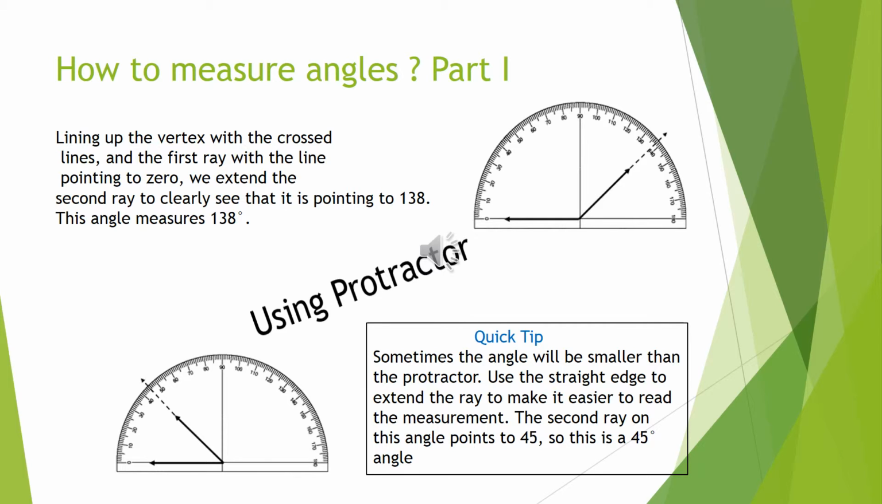Quick tip: sometimes the angle will be smaller than the protractor. Use the straight edge to extend the ray to make it easier to read the measurement. In the example given here, the second ray on this angle points to 45, so this is a 45-degree angle.